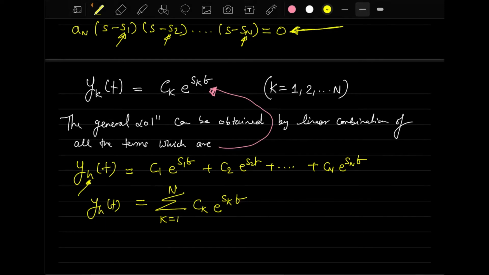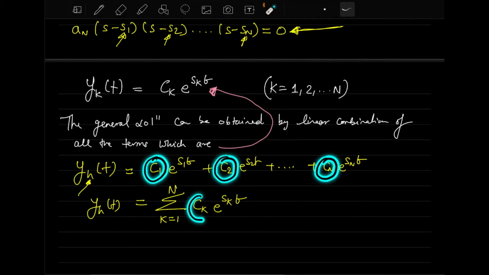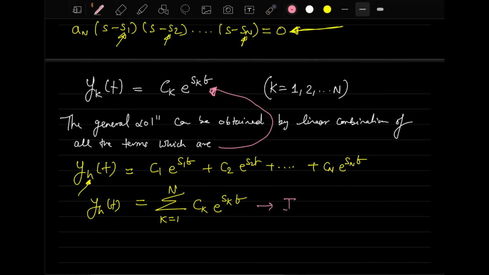And the important thing is these unknown coefficients that you are keeping along with the solutions. You are putting these unknown coefficients c1, c2, cn. These are the unknown coefficients whose values you will get by using the initial conditions of the problem to solve for these unknown coefficients c_k.